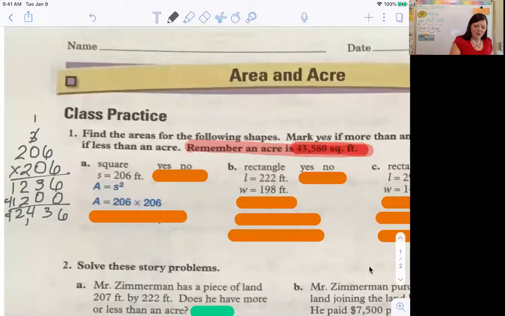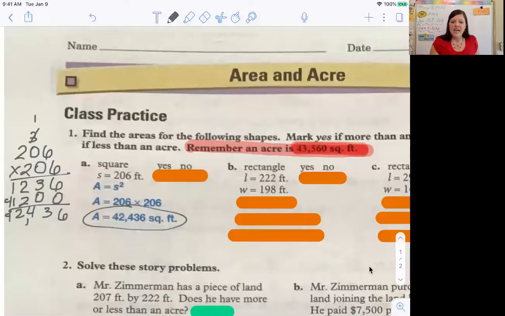Okay, so let's go ahead and write our answer down. A equals 42,436 square feet. Don't forget to write square feet. There we go, right there. Don't forget to write that, okay? So here is our answer. Now let's look at our answer. Oh, look, I just made a trapezoid. How cool is that? Okay, I'm gonna circle it though.